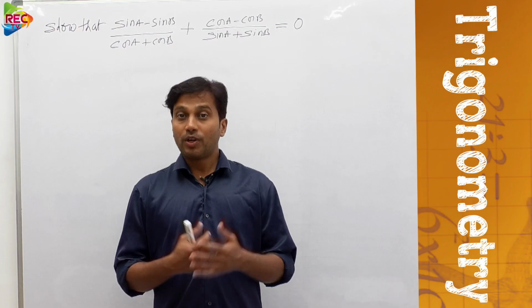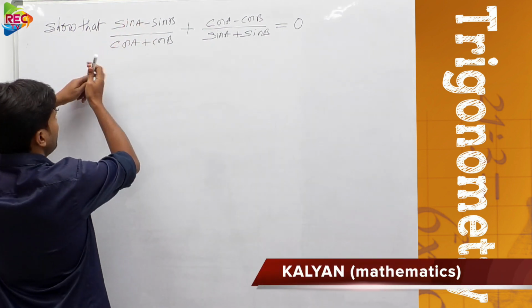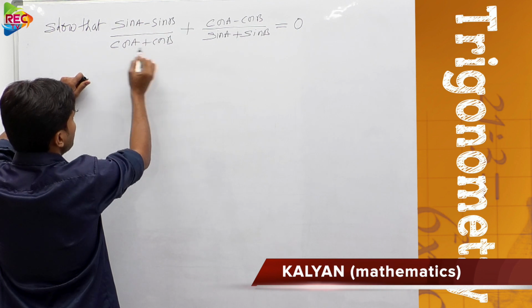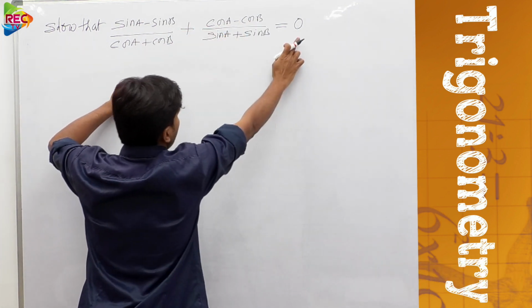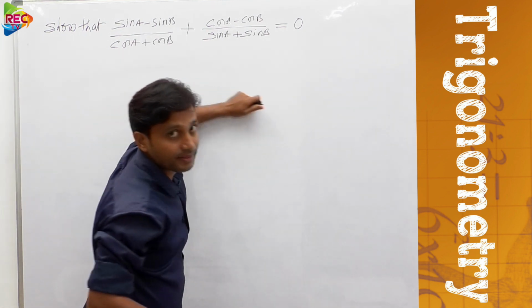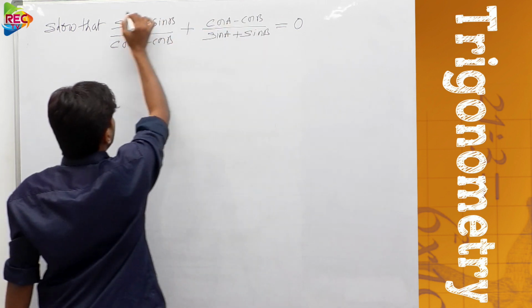Now let us do one more problem on trigonometric identities. That would be: (sin A minus sin B) by (cos A plus cos B) plus (cos A minus cos B) by (sin A plus sin B) equal to 0. It's very simple to show that. Okay, how to show it? Simple. Take the LHS part.